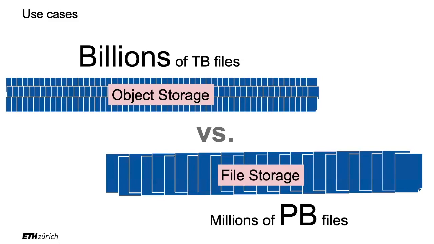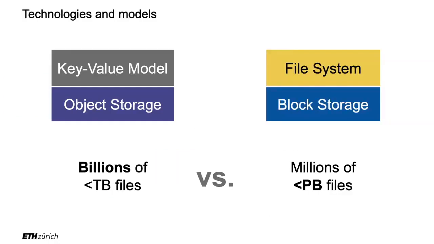All right? So this is the contrast here, billions of terabyte files versus millions of petabyte files. More exactly, if you want to be even more exact here, I'm simplifying, I should have said billions of files up to a few terabytes and millions of files up to a few petabytes. It's the upper limit I'm talking about.